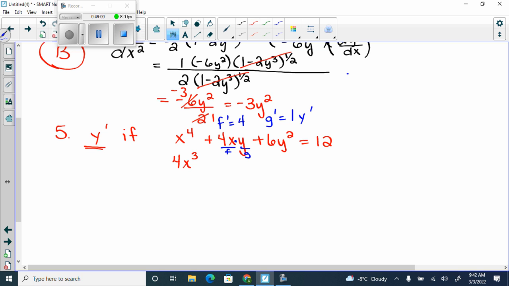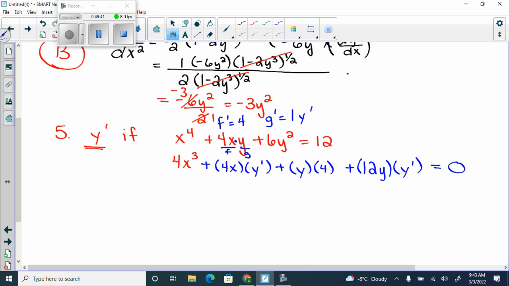Right? So let's do the product rule. We're going to get f, which is 4x, times g prime, which is y prime, plus g, which is y, times f prime, which is 4. And I'm done that middle piece. Then I have to differentiate 6y squared. What's the derivative of 6y squared? 12y times dy over dx, and in this case that would be y prime. And then what's the derivative of 12? 0. Watch yourself. A few of you will write 12. I do it the odd time.